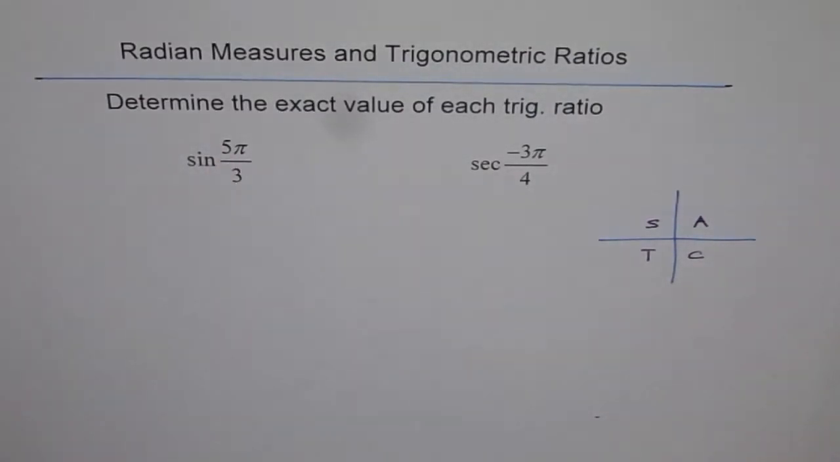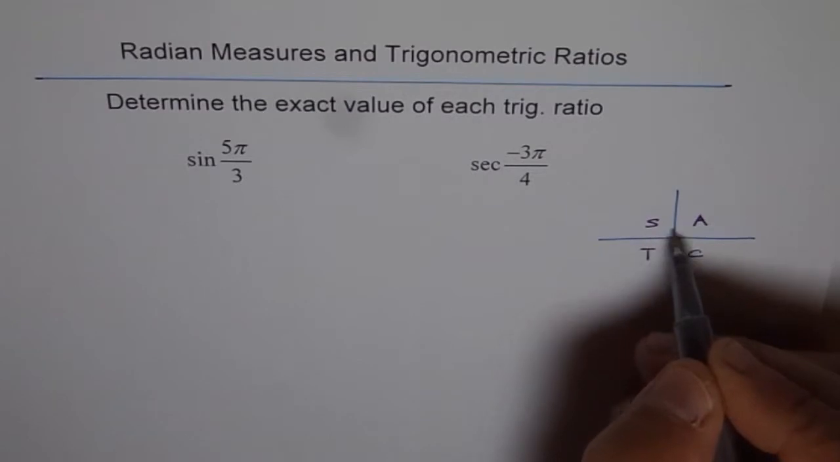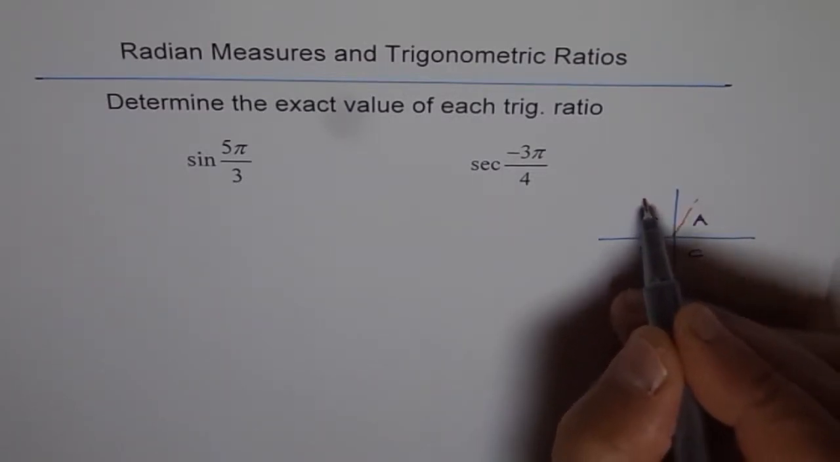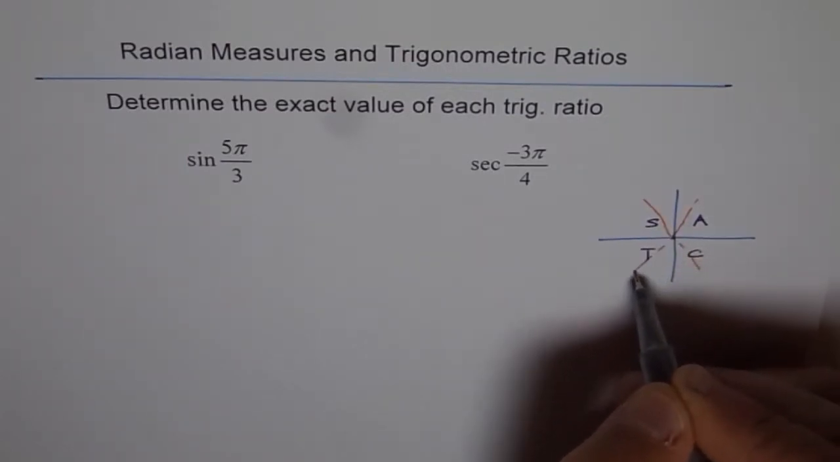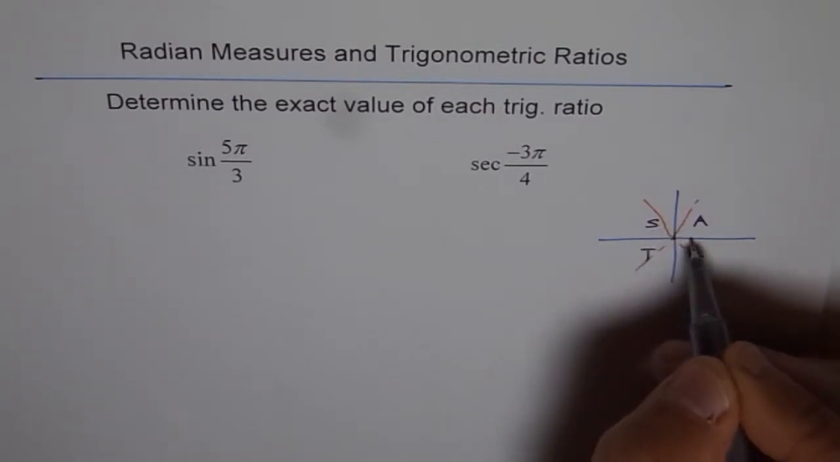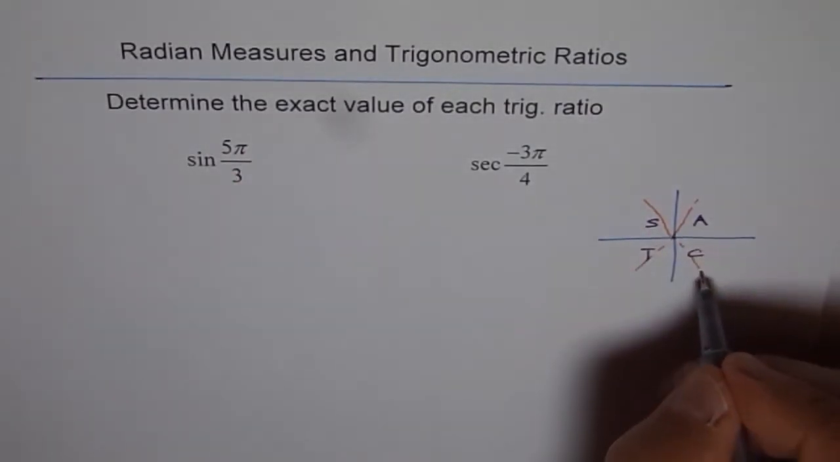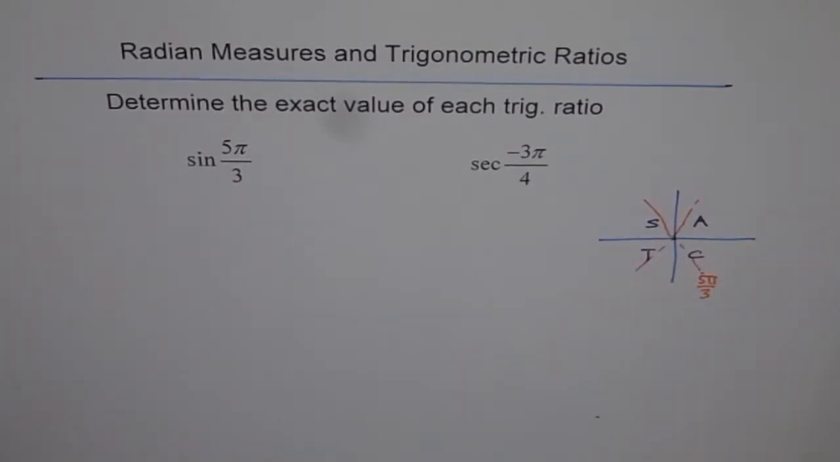5 pi by 3, that means we are going to divide this pi into 3 portions. So here we'll have thirds. So let's say this is 1, so 3 pi by 3, and then we'll do this 3 more. So in all, we have 6 pi by 3 in a full circle, right? 3 here on the top, 3 in the bottom. 5 pi by 3 will land up here, right? So this is 5 pi by 3. Since it is in quadrant 4, sine has to be negative.